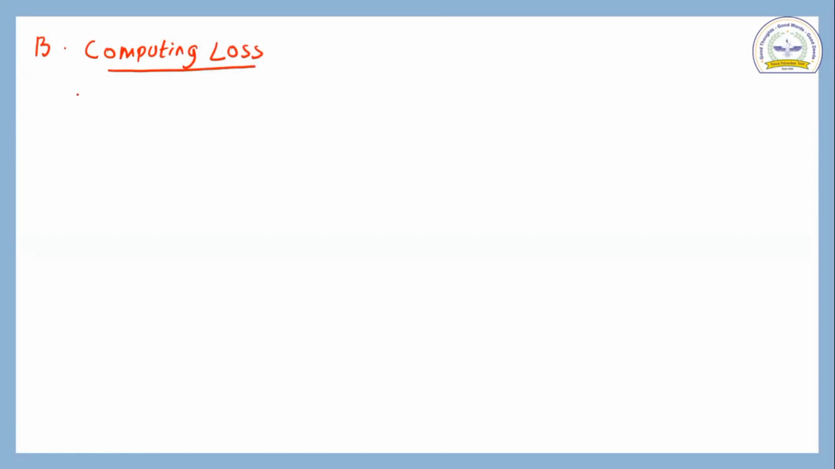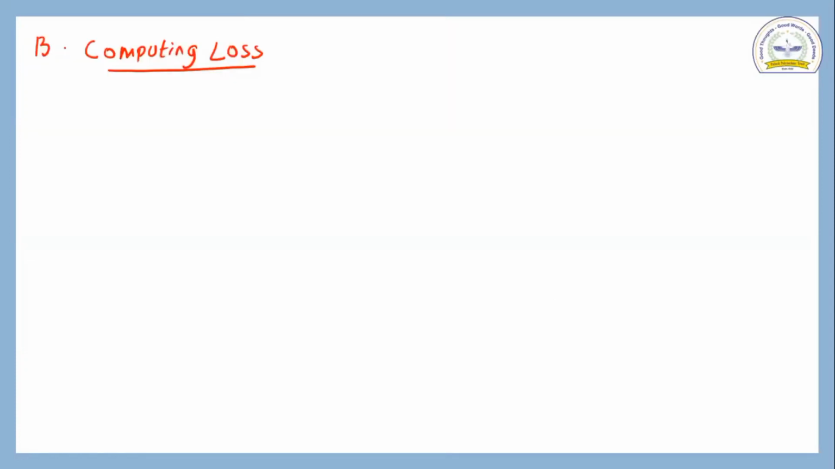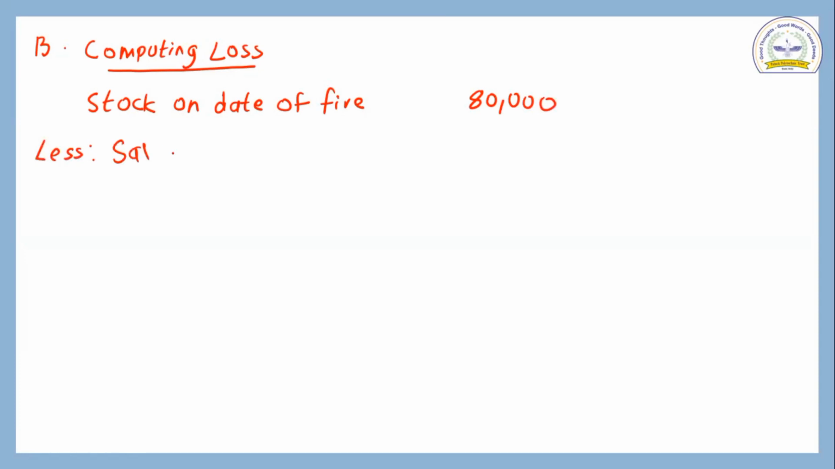First step is whatever we are getting here, that is stock on the date of fire, we are going to write here first. Stock on date of fire. Amount is how much, students? Amount is 80,000 rupees. Then you will less. What you will less? The salvage amount. Salvage means what, students? Goods saved. And the amount is given in the question.